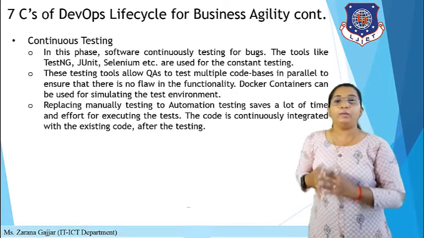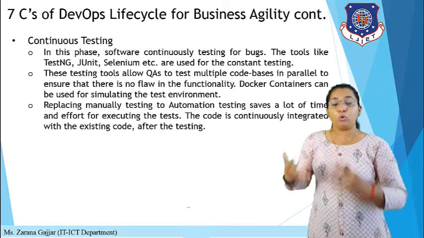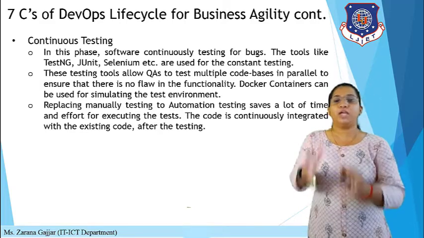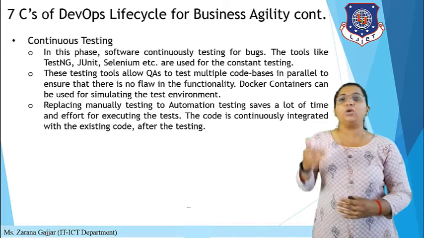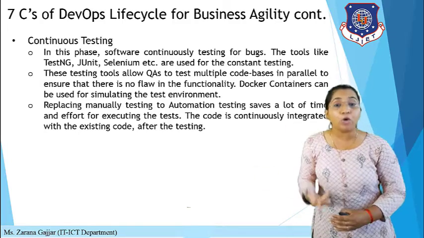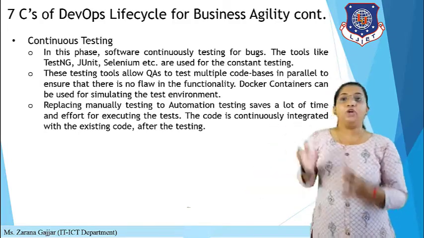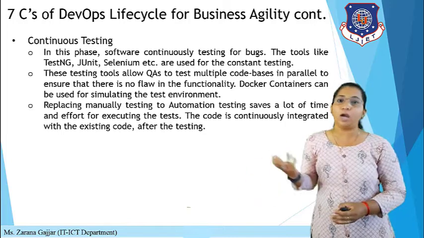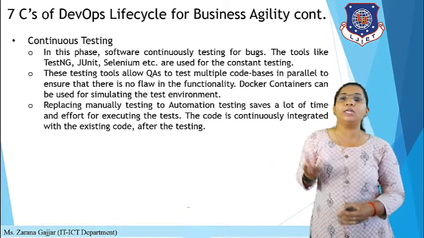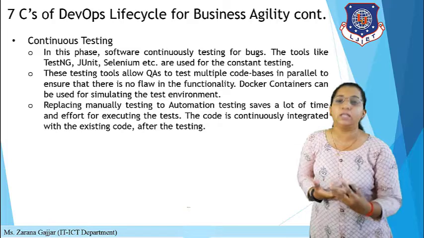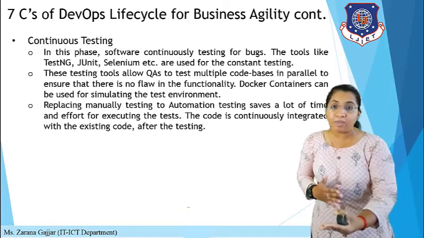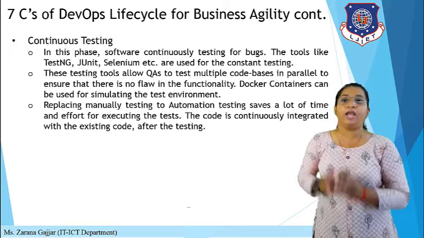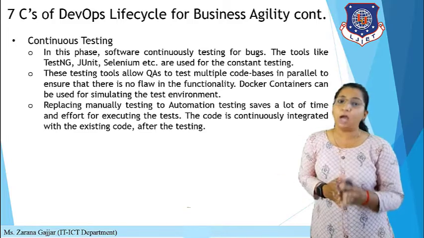Okay, so the QA team can perform more than two operations. So parallelly they can check for two modules, okay, more than two modules. So the testing tool allows QA to test multiple code bases in parallel to ensure that there is no flaw in the functionality. Okay, and the Docker containers can be used for simulating the test environment, and replacing manual testing with automation testing saves a lot of time and effort for executing the test.